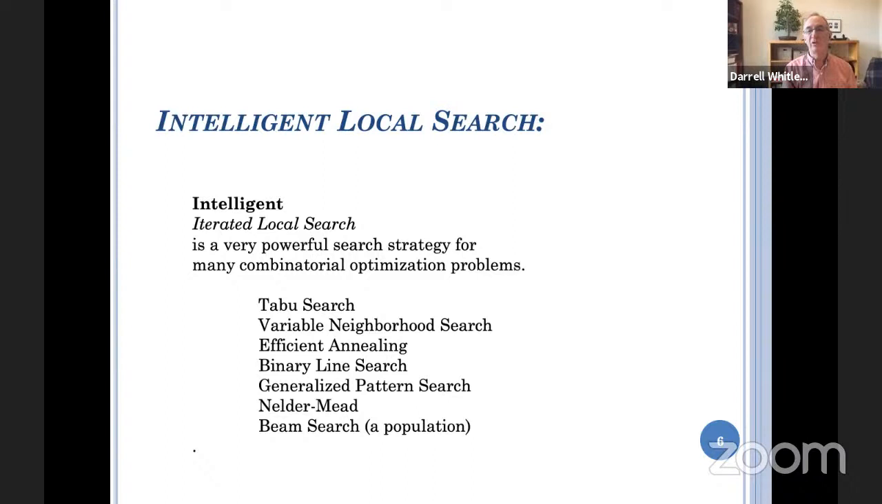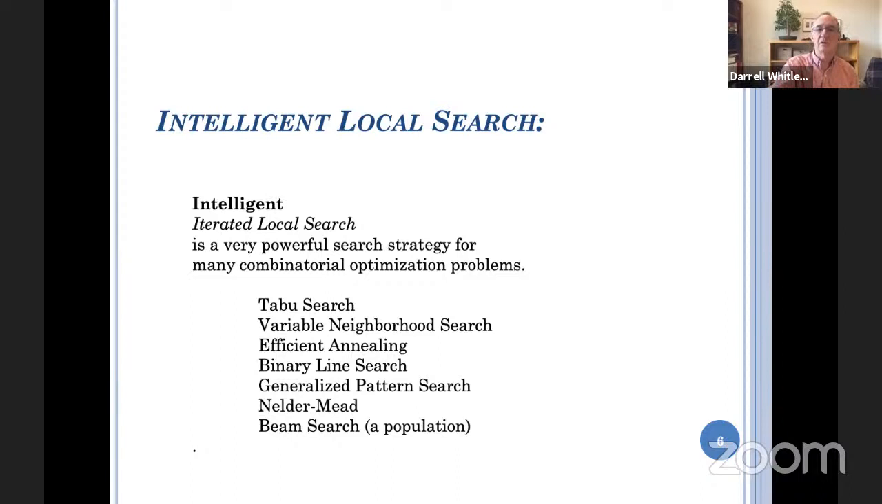Taboo search has been extremely successful. Variable neighborhood search has been very successful. Different types of annealing algorithms. Line search, binary line search, generalized pattern search. There's a whole community that works in that area. There's the classic Nelder-Mead, and there's even population-based methods such as beam search. So if we're going to talk about what we do that is unique, I think we have to compare and contrast ourselves to local search methods.